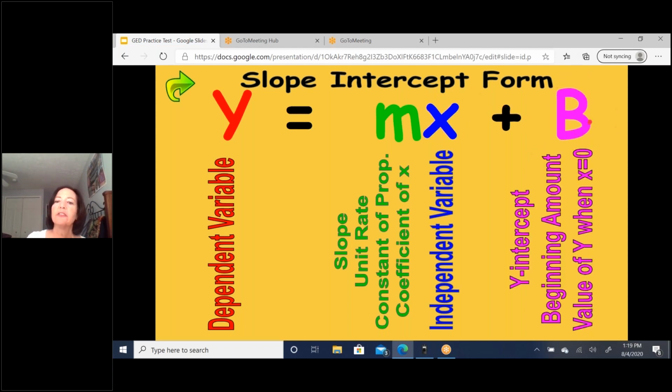And the b is the y-intercept. In a word problem, it's probably going to be the beginning amount of something or the starting point. When you're looking at a table, it's going to be the value of y when x equals 0. At this point, I would highly recommend that you stop and take a screenshot of this note page. This is information that you have to memorize before you go in to take the test. And if you can't take a screenshot, just jot this down.